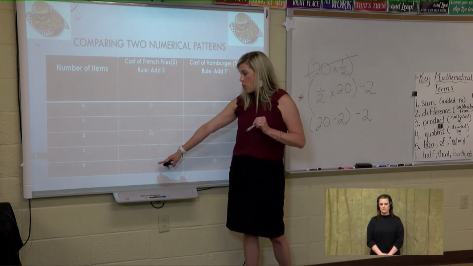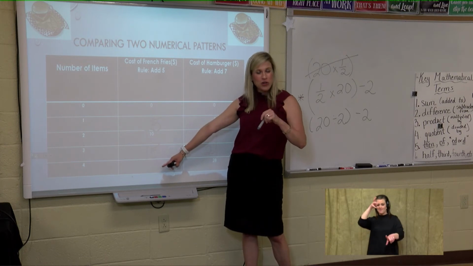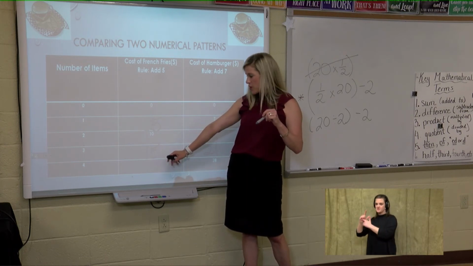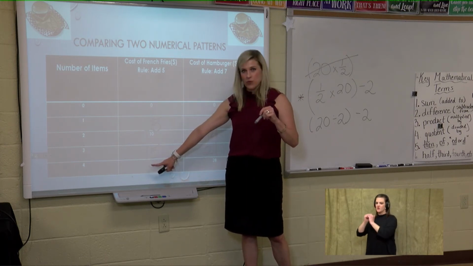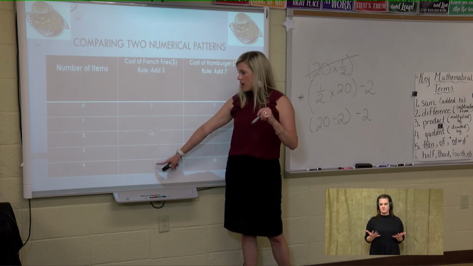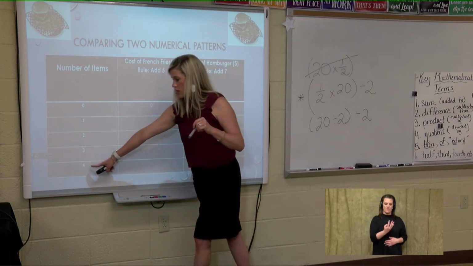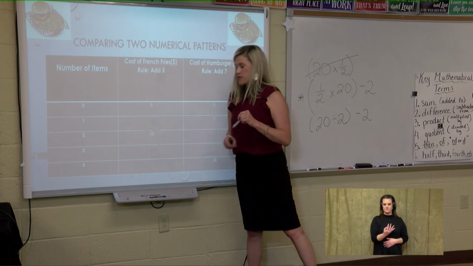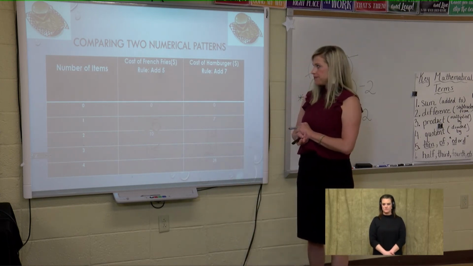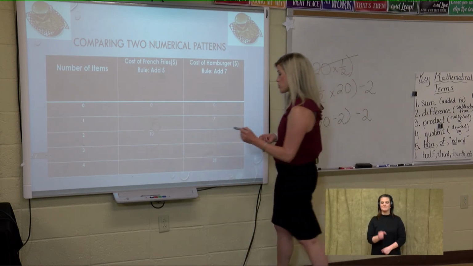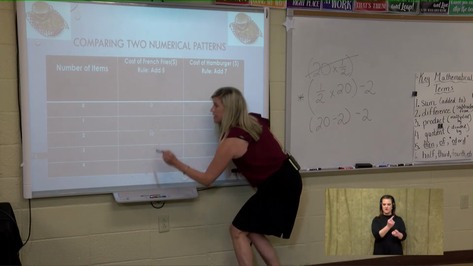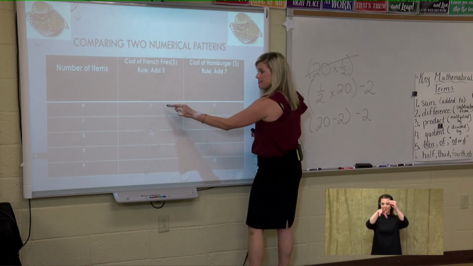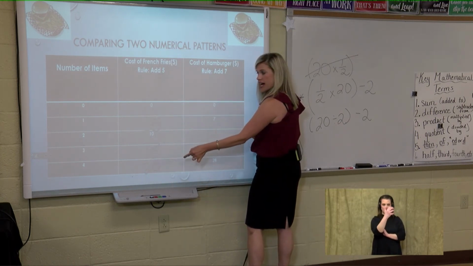Tell me, or a parent actually, or a guardian, or a brother or a sister if you're watching together, what this next one would be. What would be the cost of 4 orders of French fries? Yes, it would be 20, that's correct. Again, our rule was to add 5 each time.